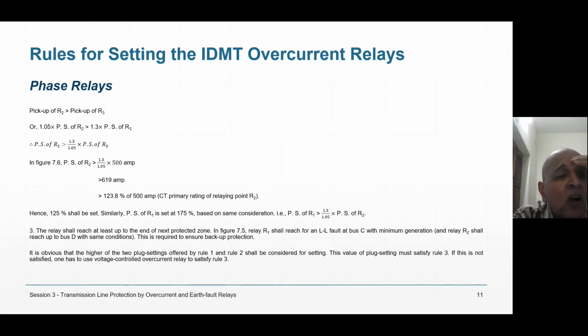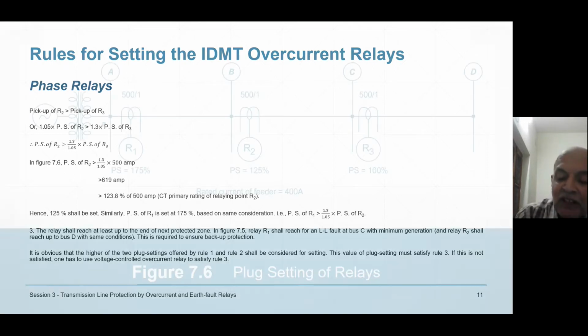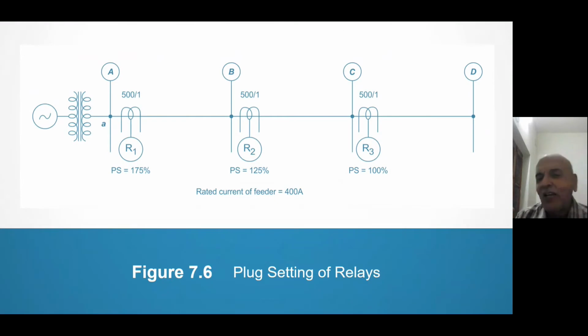So the plug setting of R2 is more than 1.3 divided by 1.05 of the plug setting of R3. This is the mathematical expression of this rule. Now, you have selected the plug setting according to the rated current also, and you are selecting the plug setting according to this formula also. Whichever is higher is your plug setting. That is the second rule.